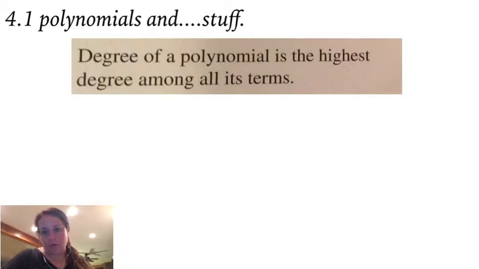Okay, so this is going to bring us into the next thing that we're learning, which is the degree of a polynomial. And so when you're looking at a polynomial, that's not a monomial, it's many terms, right? It could be, I don't know, 2 terms, 3 terms, 4 terms. So let's look at an example.